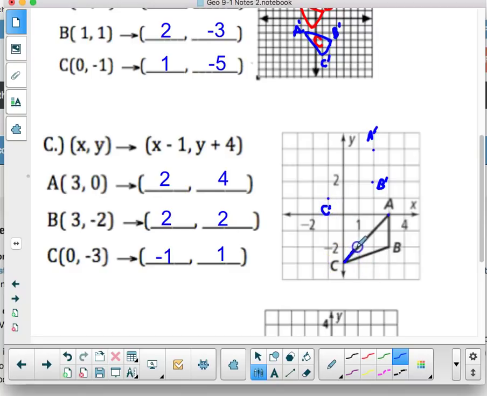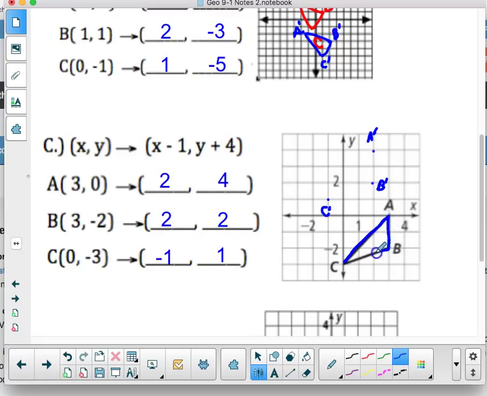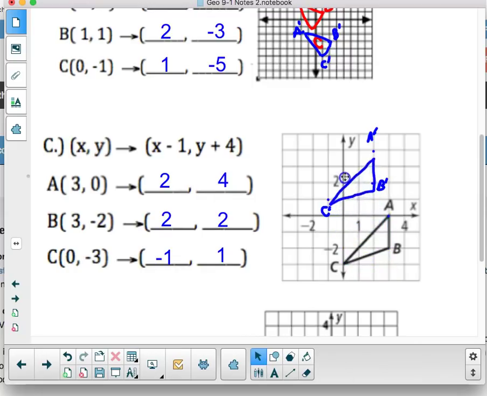Now, keep in mind what I just did, and I'm going to show you by tracing this because, to be honest, my freehanding them has not gone very well, and it'll probably be easier for you guys to see that I have just translated my figure 1 unit to the left and 4 units up. Okay, let's double check our points that we found. A prime is now 2, 4. Well, that worked. B prime, 2, 2, and C prime is negative 1, 1.